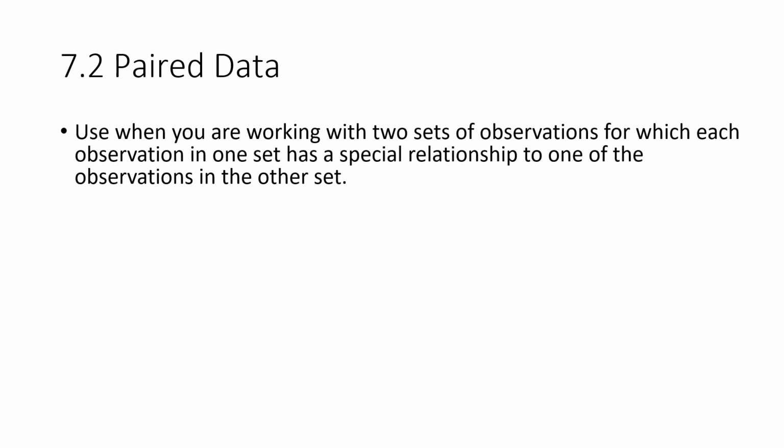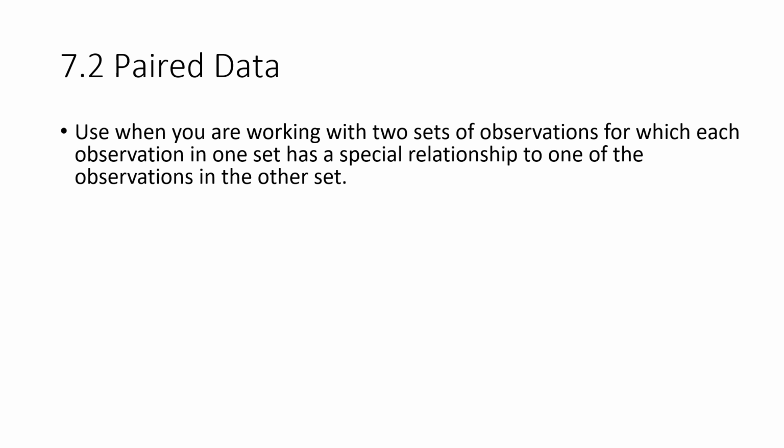Section 7.2 works with paired data. So paired data occurs when you're working with two sets of observations for which each observation in one set has a special relationship to one of the observations in the other set. So for instance, if I am interested in knowing how much a new car depreciates in the first 1,000 miles that you drive it, I might have data that I collected about 100 different cars, and I would collect the value of the car before it's sold and the value of the car after 1,000 miles. And I'd have two sets of observations, the ones from when the cars were new, and a set that are the value after 1,000 miles.